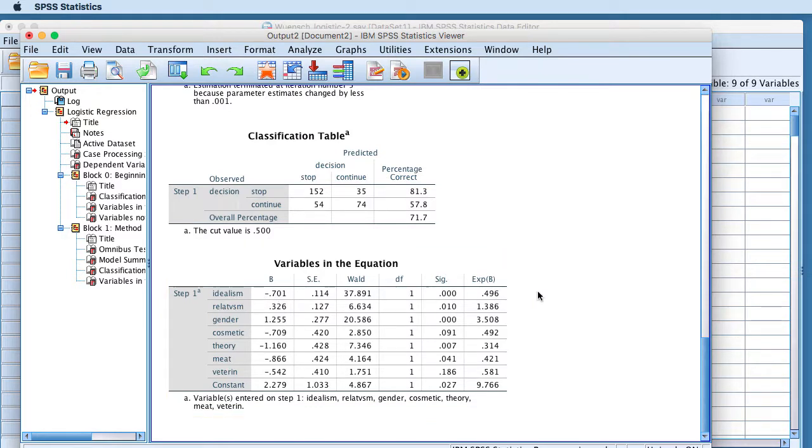In terms of idealism, we can see that this is less than 1, and our break-even point is really 1. That means there's a 50-50 chance. And so actually, for every unit increase in idealism, the probability of making a decision to continue only increases by about 0.5 times. So it's less than 1. So I hope this helps you to understand how to do the logistic regression using SPSS.